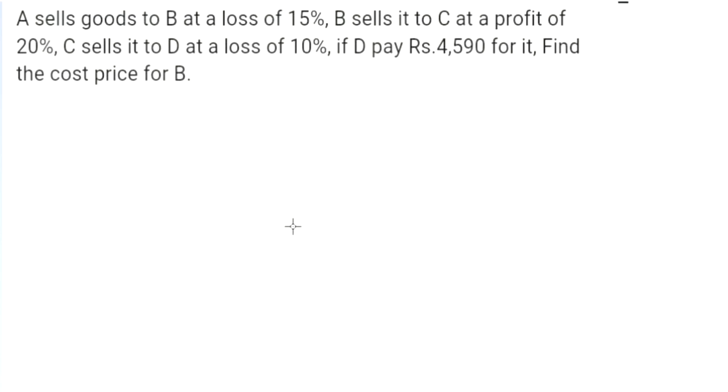Here again, A sells goods at a loss of 15%, B sells at a profit, and so on. So all you need to know is, when A sells to B, the selling price of A becomes the cost price of B, right?